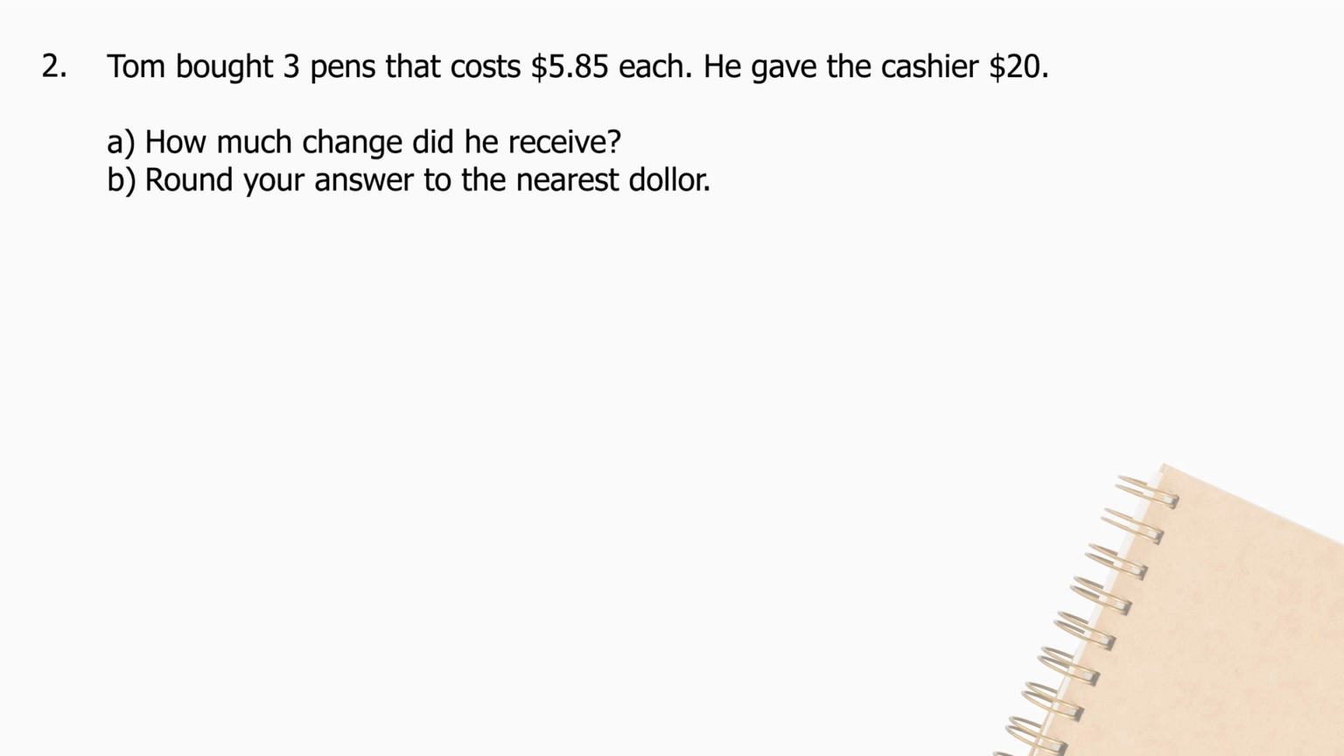Question 2. Tom bought 3 pens that cost $5.85 each. He gave the cashier $20. A. How much change did he receive? B. Round your answer to the nearest dollar.